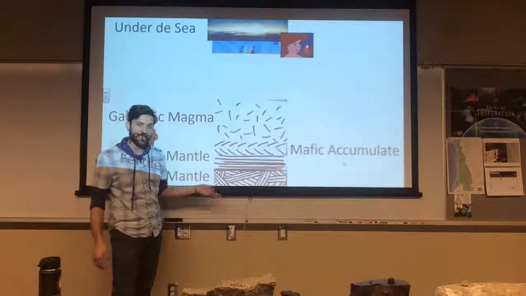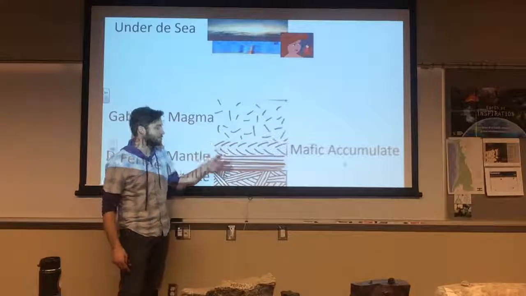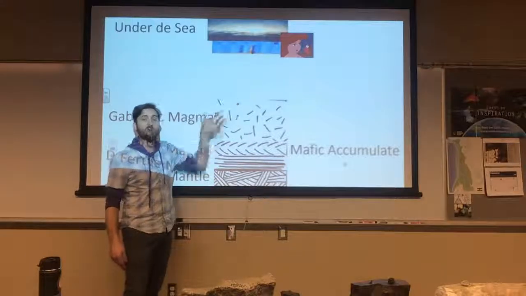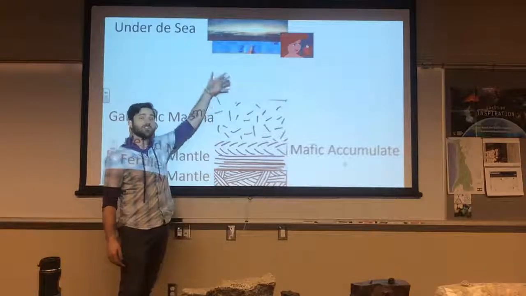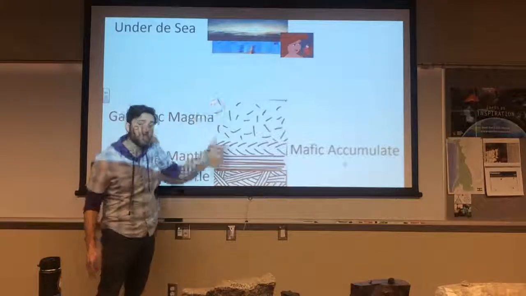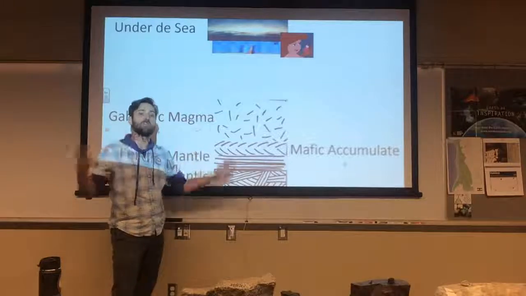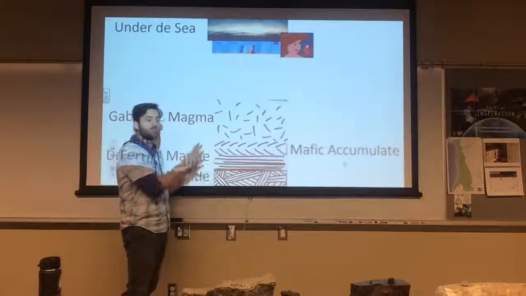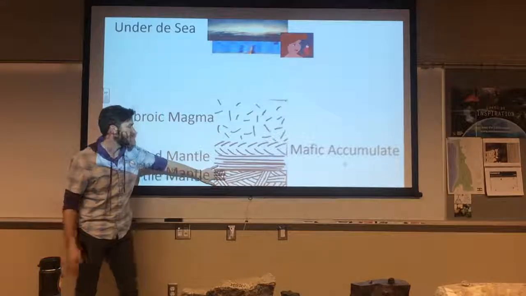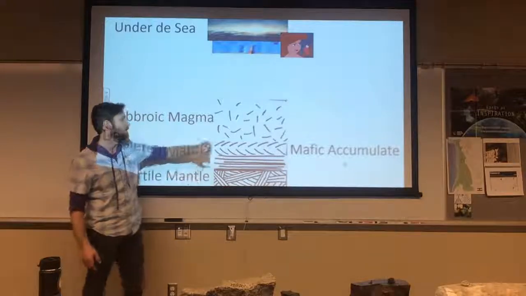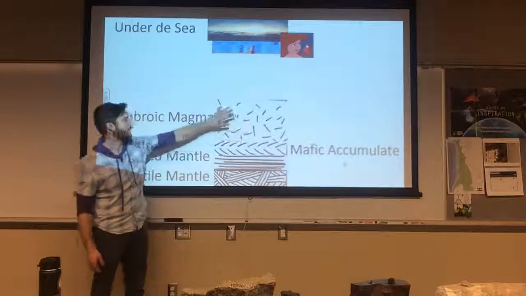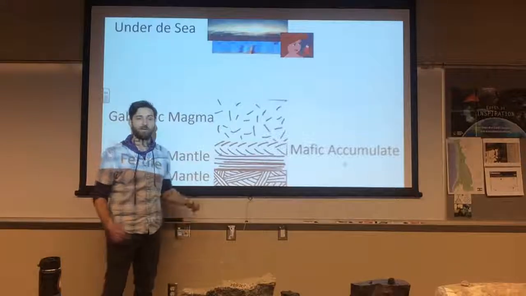The sequence is not only in the sequential package of rock, but also that each successive layer has origins in the layer below it. So it's a sequence of formation, not just a sequence of rocks, but a sequence of formation. Fertile peridotite, depleted peridotite, the mafic accumulant layer at the bottom of the gabbroic magma chamber.